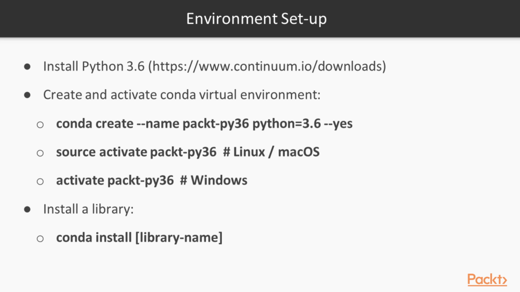Once the environment is created, you need to activate the environment, and the procedure is slightly different between Unix on one side and Windows on the other side. After activation, the environment name should be clearly visible in your prompt. At this point, you can install all the libraries you need using the command conda install followed by the library name.